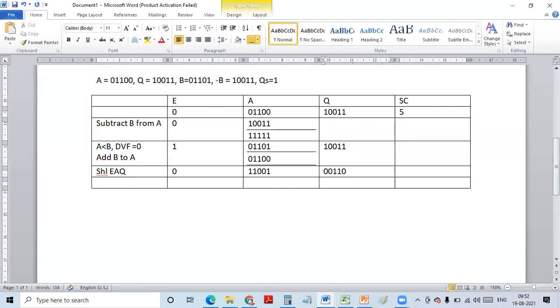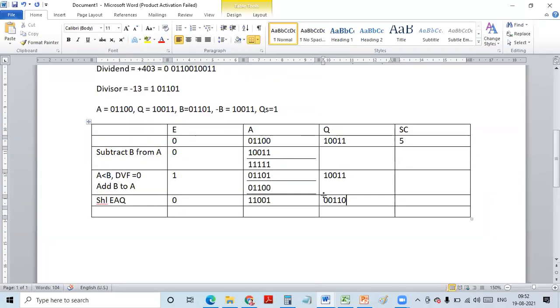So this is 1, 10011, 10011. After shifting, 0, 0, 1, 1, Qn is 0. See, if you make a single mistake, the algorithm output will not be correct.